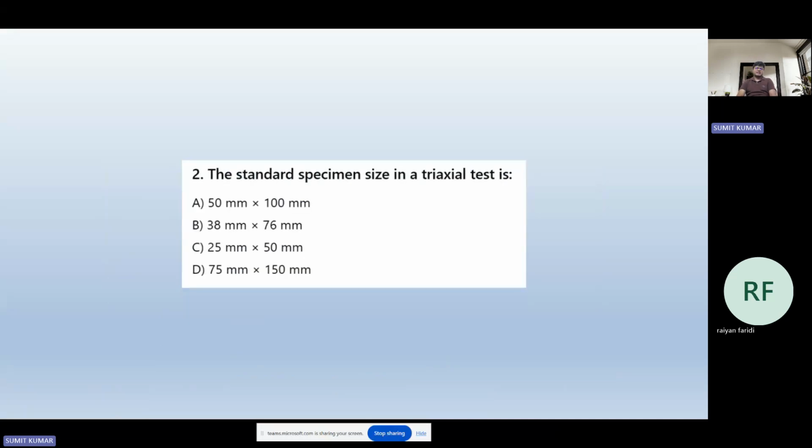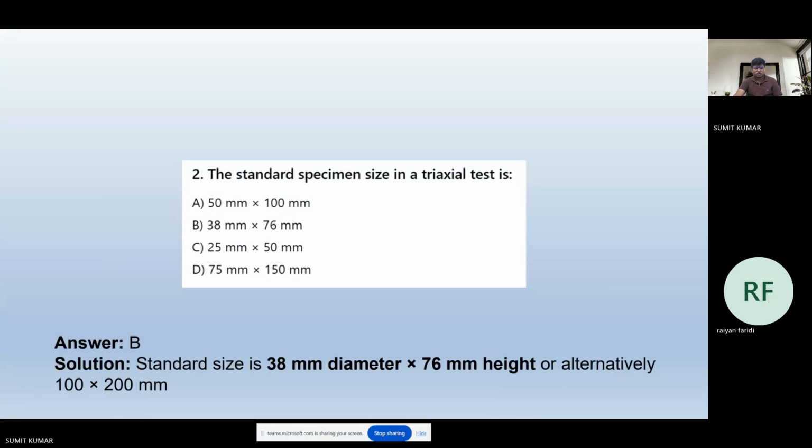Next question. I think you remember 38 into 76. The standard specimen size in the triaxial test is 38 into 76 mm. The other one is also there, that is 100 into 200 mm, which is not in the options over here, so option B is correct. But if both options were there, option B needs to be the first choice. The same answer is mentioned over here, 38 into 76 mm height. Alternatively, the second one is 100 or 200, which is not there.